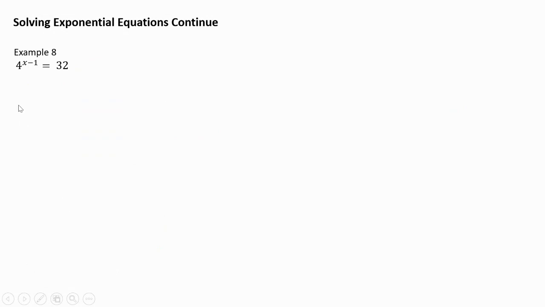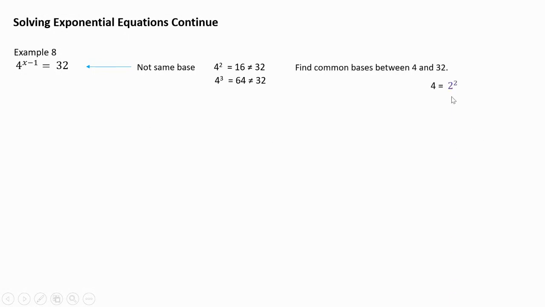So let's see here again. Here, these are not the same base. So does 4 to the something power give me 32? No, 4 to the 2nd power is 16. Let's try 4 to the 3rd power, which gives me 64, right? So it doesn't give me 32. That means we have to find the common base between 4 and 32. 4 equals 2 squared, and 32 equals 2 to the 5th power.